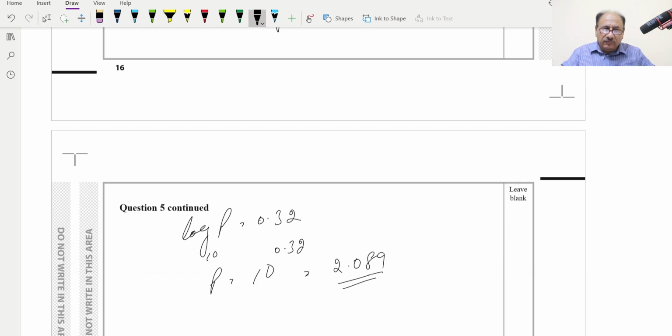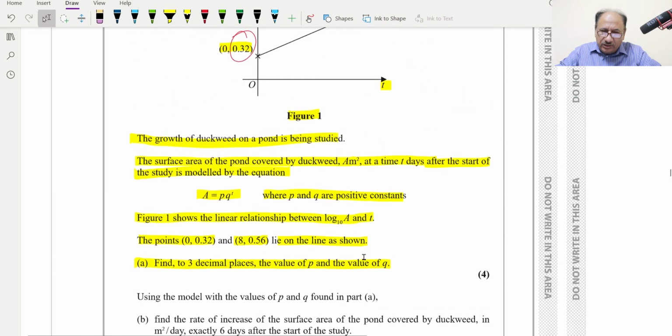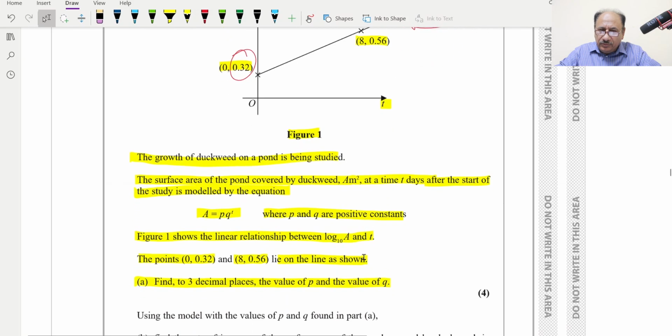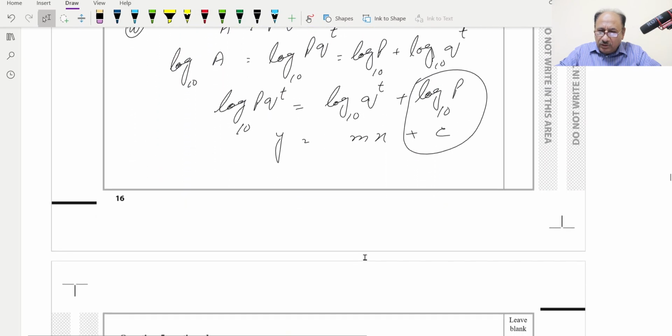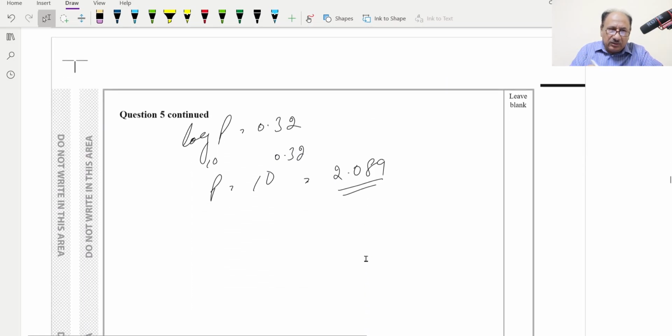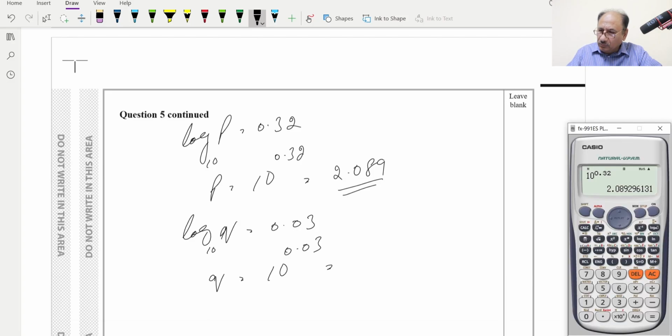2.089. This will be the value of p. Similarly, the value of q we can also find. Log q with base 10 is equal to 0.03, and q will be equal to 10 raised to the power 0.03, and we can calculate this.